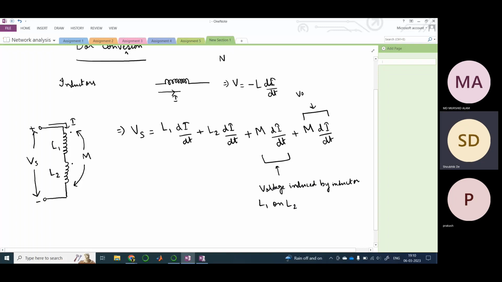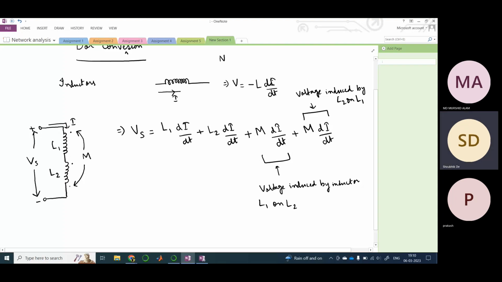And this would mean that this is the voltage that is induced, sorry, by L2 on L1. Both these terms are plus because the current that is entering the dot is both on the upper side of L1 and L2.